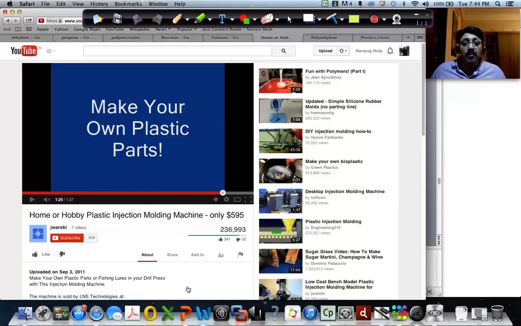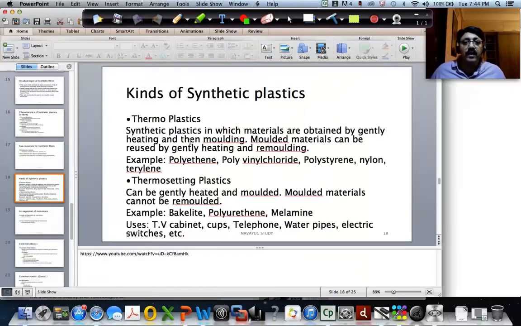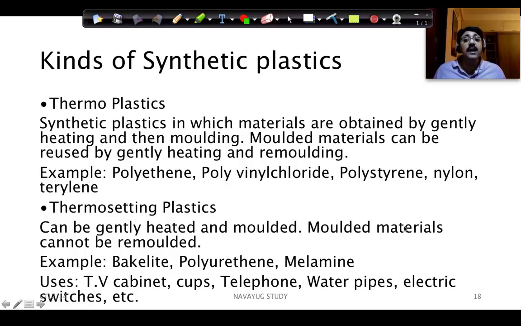So polyethene, polyvinyl chloride, polystyrene, nylon, terylene, all these are things which we have discussed before, right? All these are thermoplastics. But what about thermosetting plastics? Thermosetting plastics are plastics which can be generally heated and molded, but once it is molded, you cannot remold it. That shape is fixed. You cannot heat it or remold it.